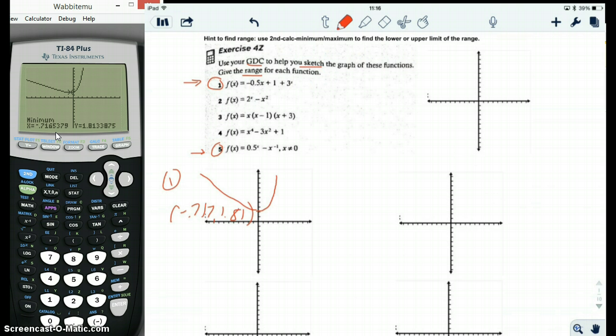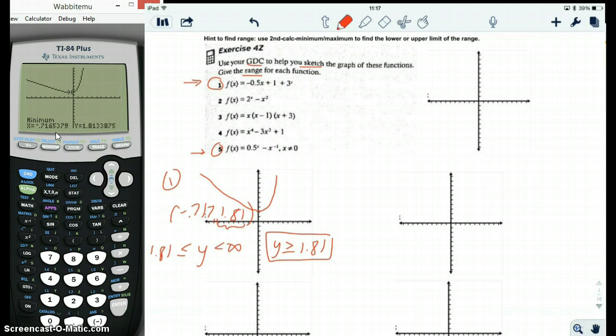Okay, so what is the range? The range would be between, let's see, 1.81, because that's the y value, so 1.81. And the upper limit is infinity. So you could also write that as y is greater than or equal to 1.81. That would be the range.